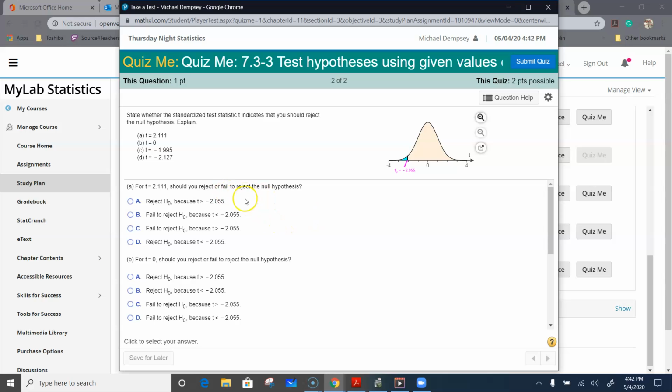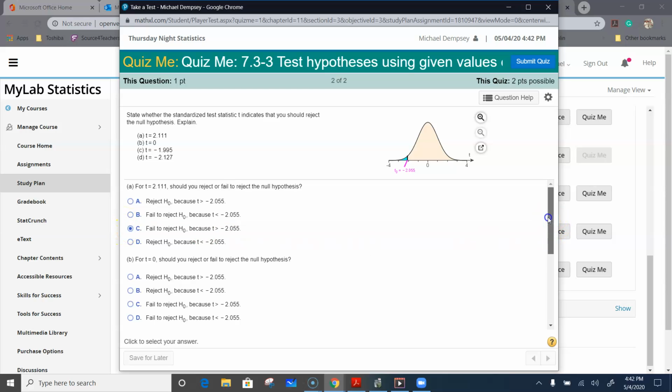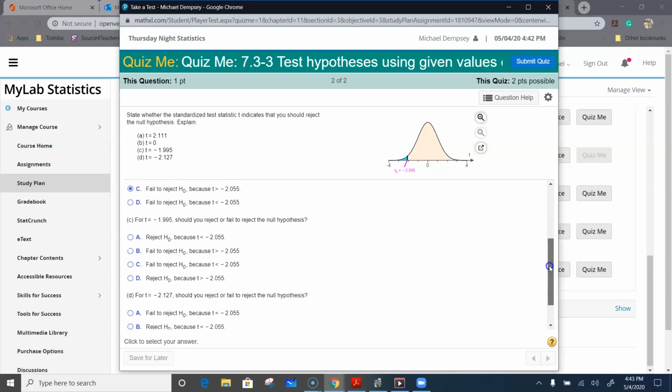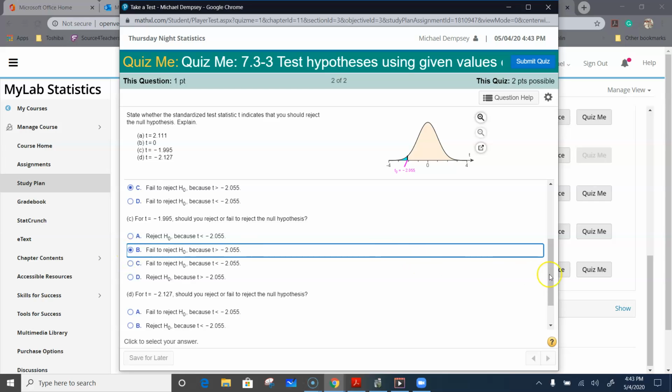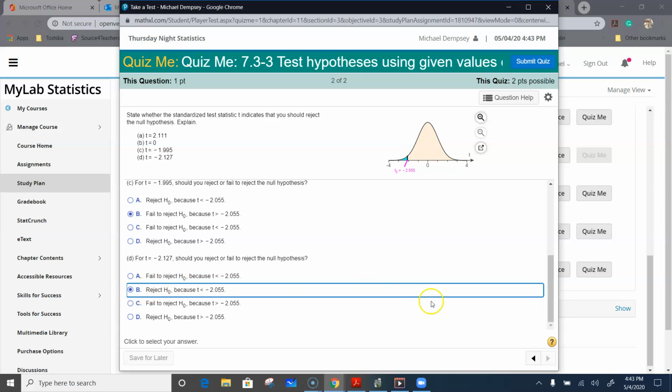So should you fail to reject or reject the null? Again, same kind of question. Now it's just a left tail test, so the only way we're rejecting is if it lives below negative 2.005. So this certainly will be a fail to reject because it's bigger than negative 2.005. The next, we would fail to reject because it's larger than negative 2.055. Negative 1.995, same thing. Can't reject it because it's greater than that critical value. It needs to be in that blue area. And then finally, we get a winner where we can reject it because it lives below that critical value. I think we can submit.